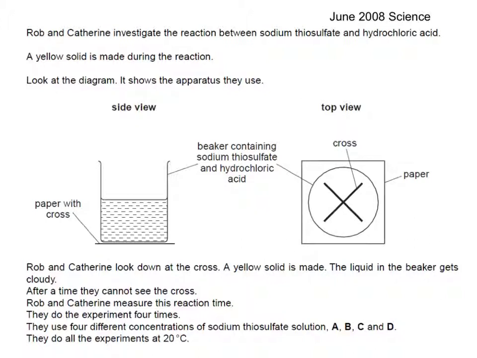After a time they can't see the cross, and Rob and Catherine measure this reaction time. They do the experiment 4 times using different concentrations of sodium thiosulfate solution labelled A, B, C and D, and they do all the experiments at the same temperature, 20 degrees, so all the particles, I presume, are going to be moving at the same speed.